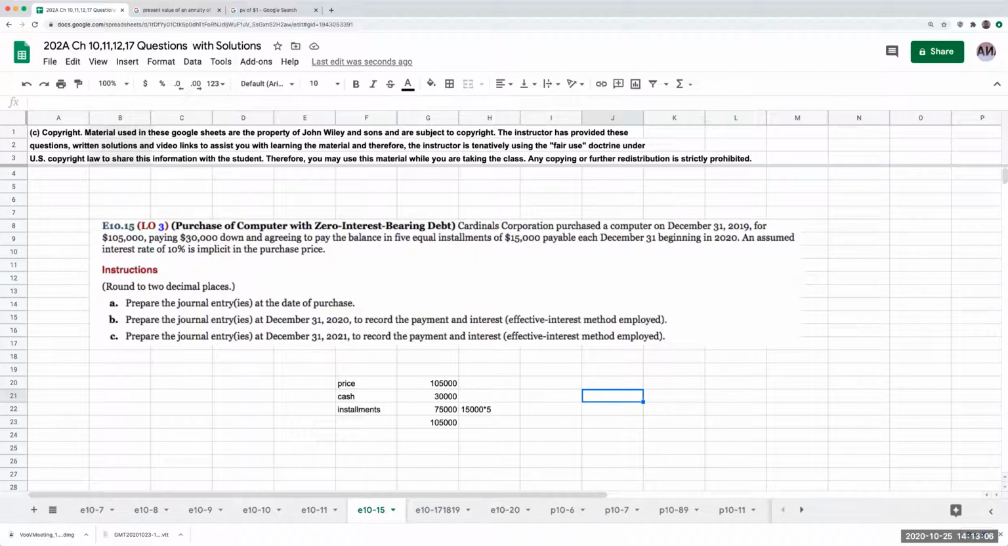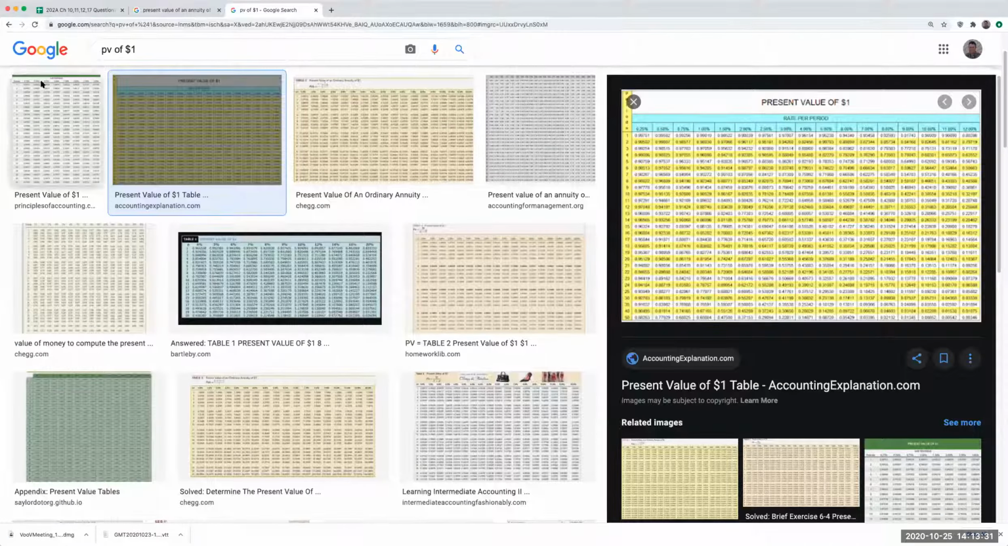Well, because the $15,000 is being paid each year over a period of 5 years, I could do each one using present value of $1, or because the amount is the same, I can use the present value of an ordinary annuity of $1. So what I'm going to do is opt for the latter.